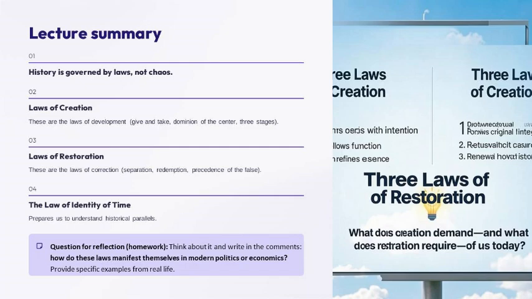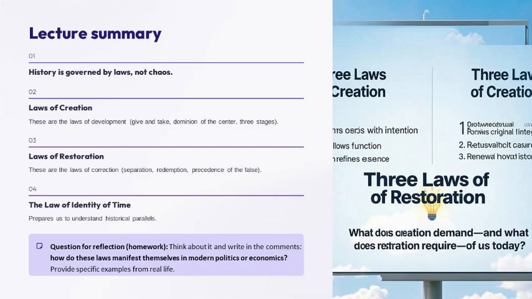Let us summarize today's lecture. We have learned that history is governed not by accidents but by objective laws. Laws of creation, laws of development. First, the law of giving and receiving action, harmonious interaction between subject and object. Second, the law of dominion through the center, the role of personality in guiding the masses. Third, the law of completion through 3 stages. Failure is not final, success will come on the 3rd attempt.